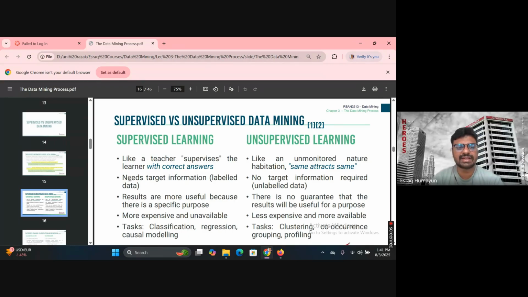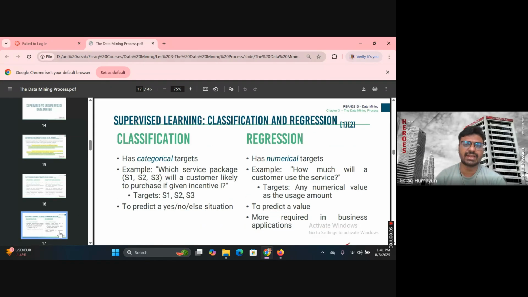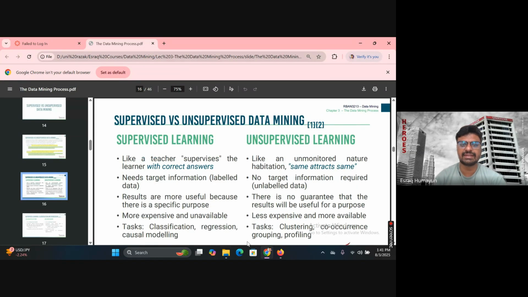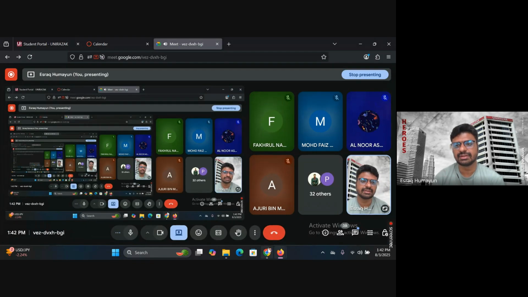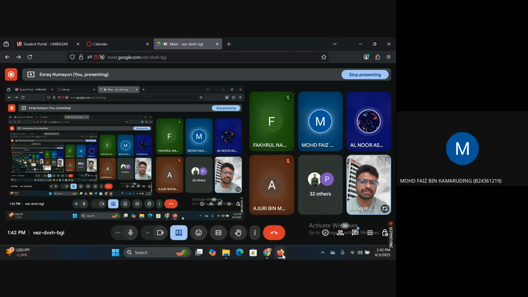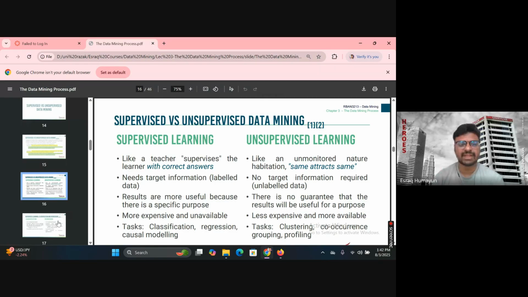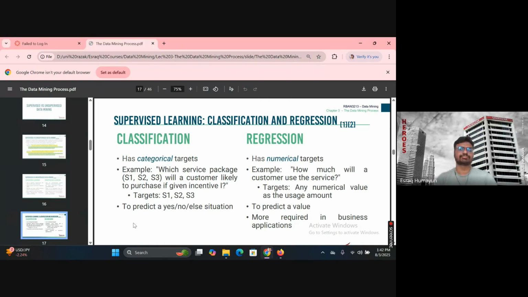So, have you understood the difference between supervised and unsupervised learning? In this slide number 16, do you have any question? Please look into it again, and if you have any question, you can ask. Any question? Anybody? No, sir. Okay. Then the classification.